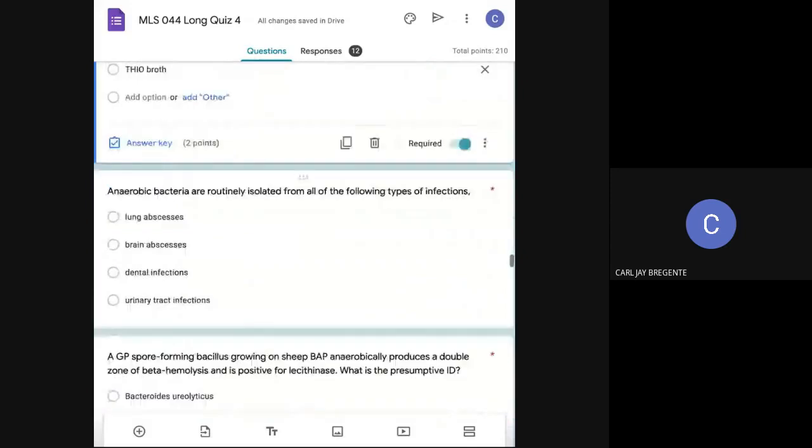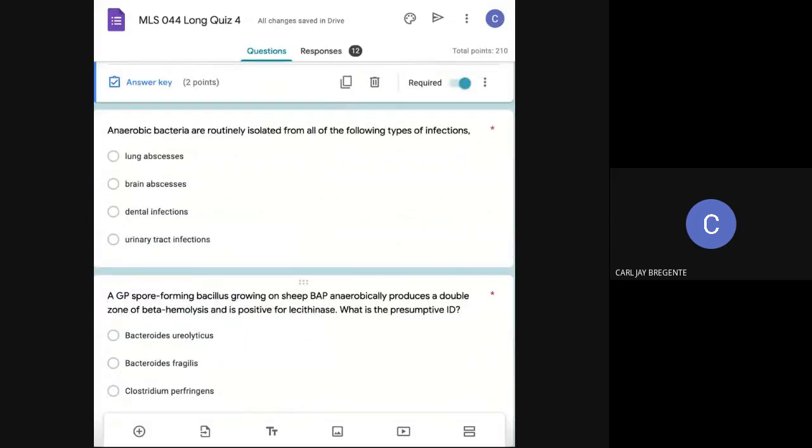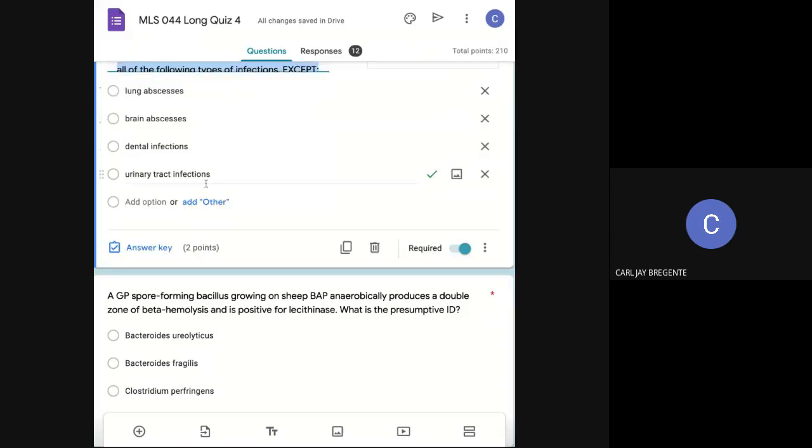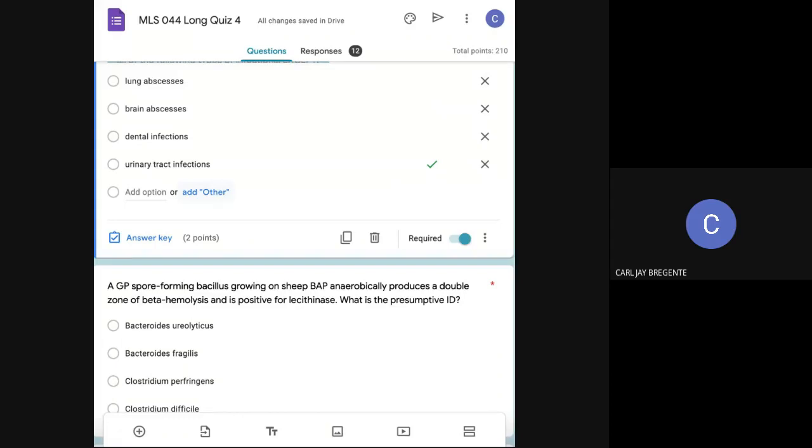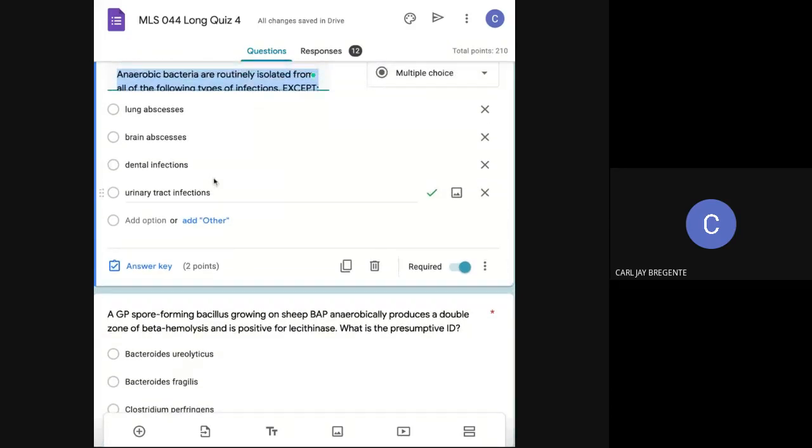Anaerobic bacteria are routinely isolated from all of the following types of infection except urinary tract infection. With abscess, lung abscess, brain abscess, and dental infection, you can isolate anaerobic bacteria. But for urinary tract infections, class, you definitely cannot isolate anaerobic bacteria, because most likely you use urine, unless you use swabs, like genital swabs.